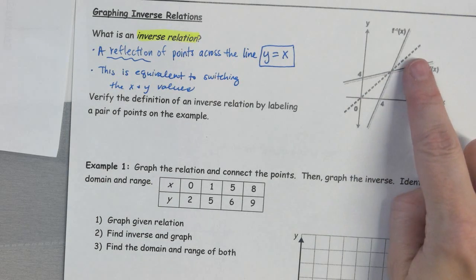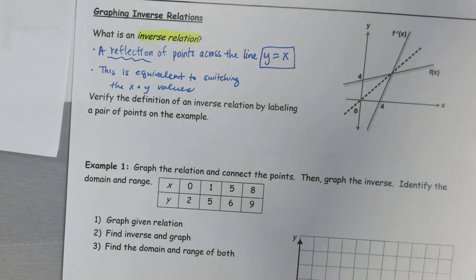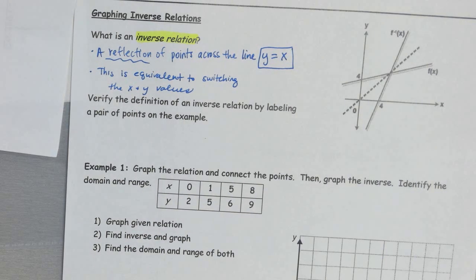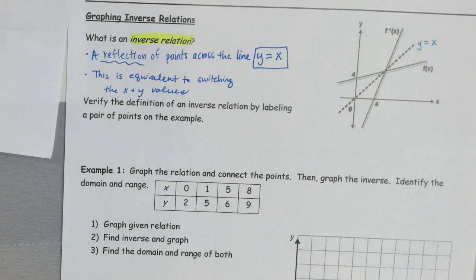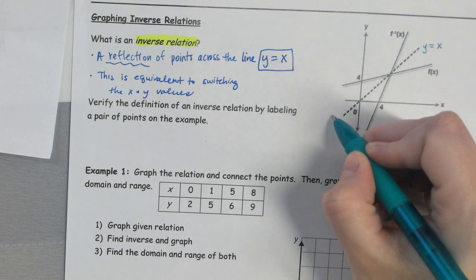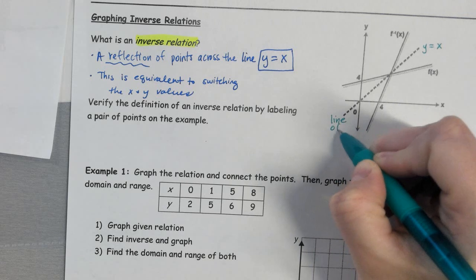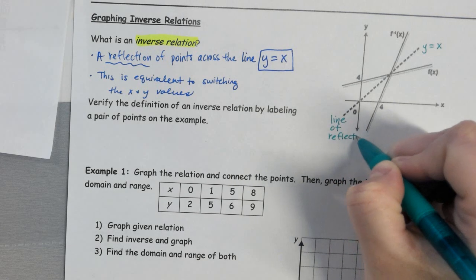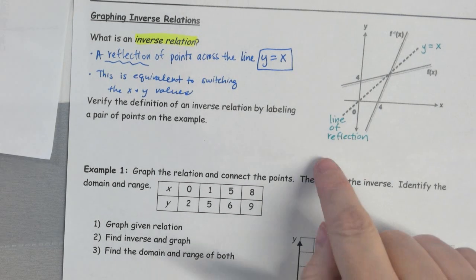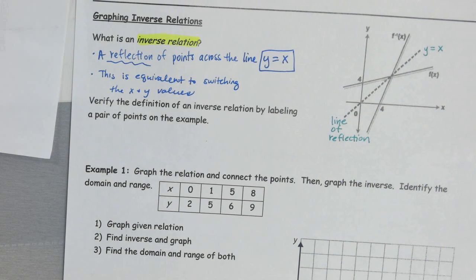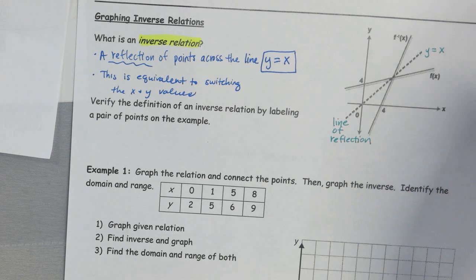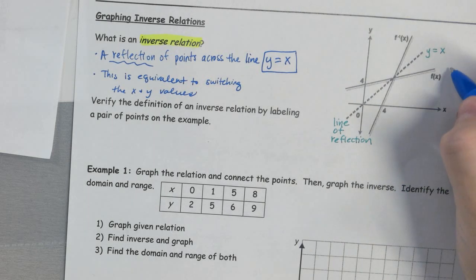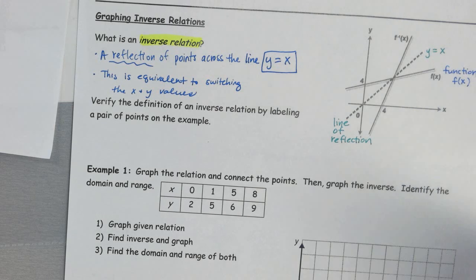This line of y equals x is right here. This dashed line here, this is y equals x, and we call this the line of reflection. Anytime we're graphing an inverse, we are going to put in the line of reflection. And then this here says f of x. This is our function, and function notation is f of x.